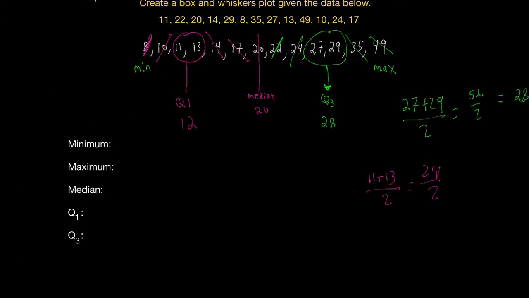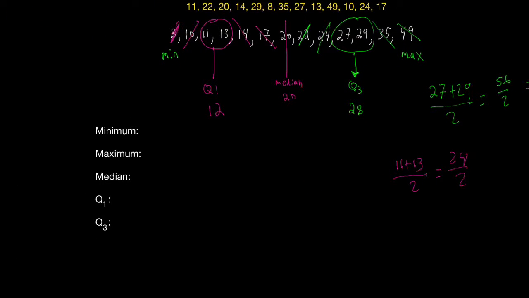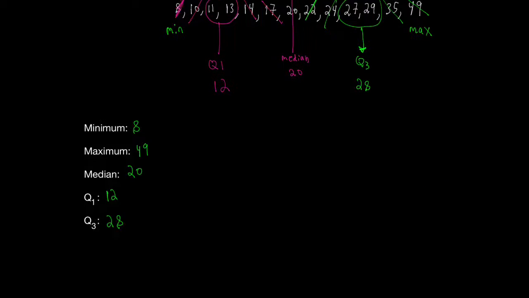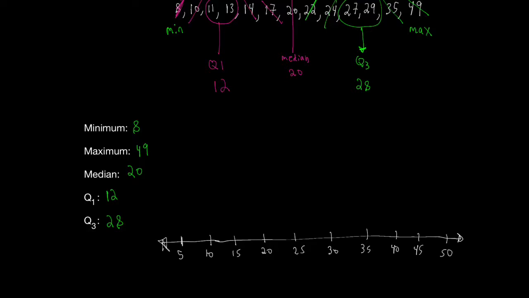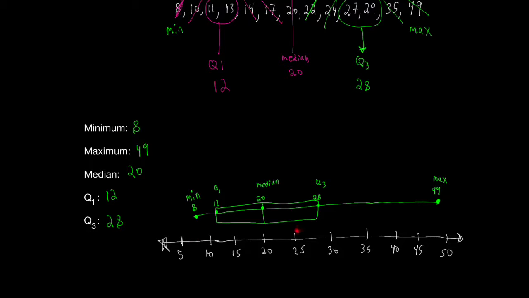Alright, so now we have our 5-number summary, so let's write it down. All that's left to do is to create that number line, or that box and whiskers diagram. So let's go ahead and draw our little number line here. And I'm going to separate this by 5s. And now we can input this data here, beginning with the minimum 8, so somewhere around here. And here is the box plot.